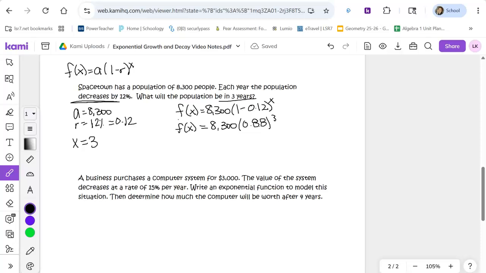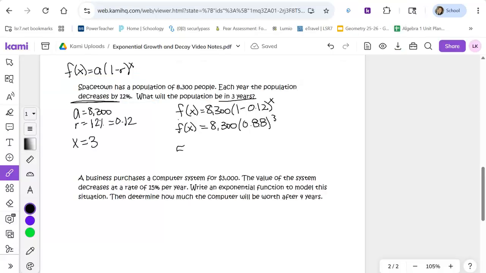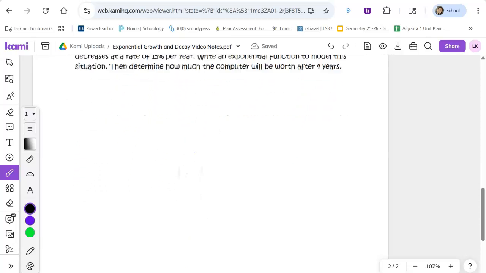So then I'm going to go to my decimals or your calculator. 8,300 times 0.88 to the 3rd power. So that is 5,656.22. It is a decay, it's decreased, so if your final answer is more than your initial, you know you did something wrong. All right, last example.